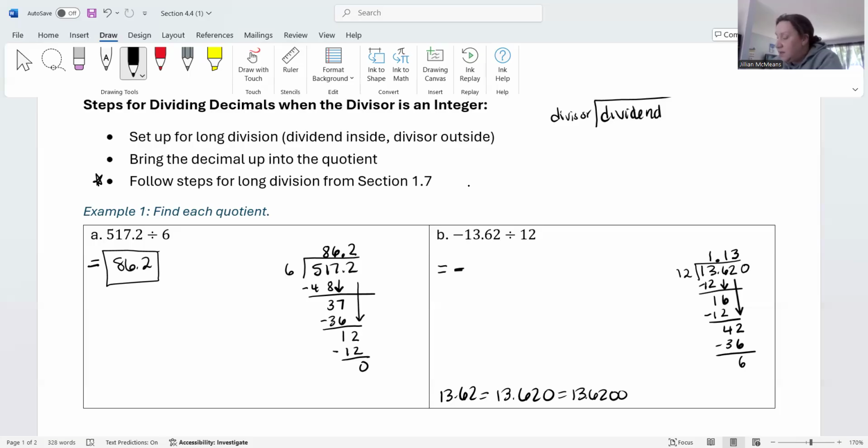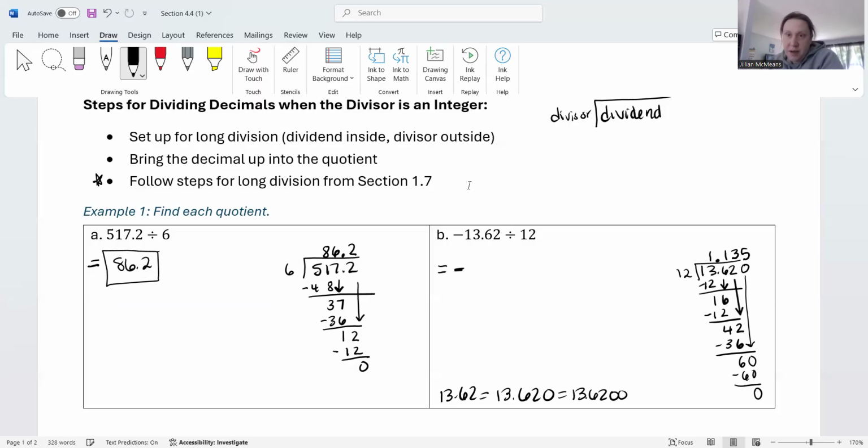So now I need to keep dividing. We want to keep dividing until we get a 0 remainder or until we see repetition, okay? So no more R with the remainder, okay? So I added a 0 to the end of 13.62. I drop that down, and then I get 60. So we want to keep dividing. Will 12 go into 60? And the answer is yes. 12 goes into 60 5 times. 5 times 12 is 60.